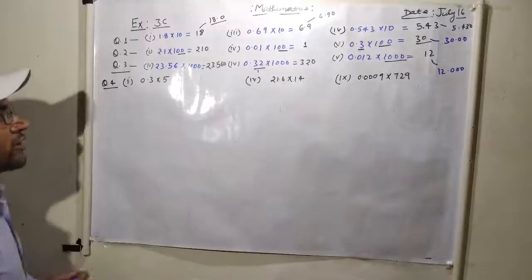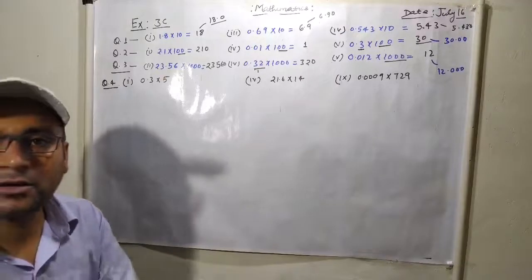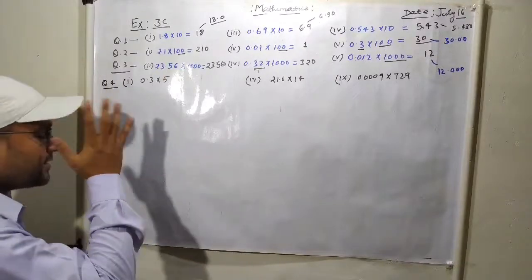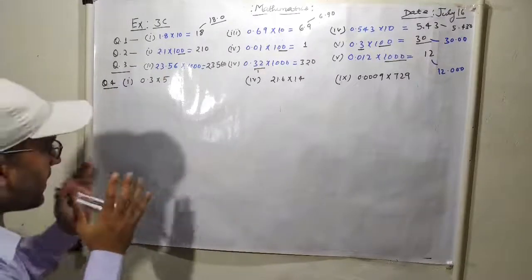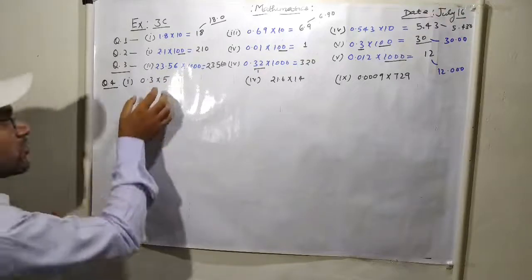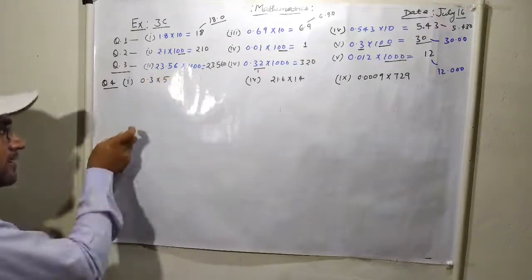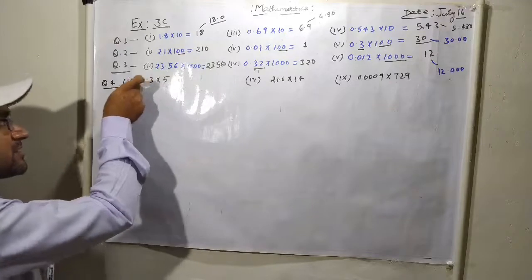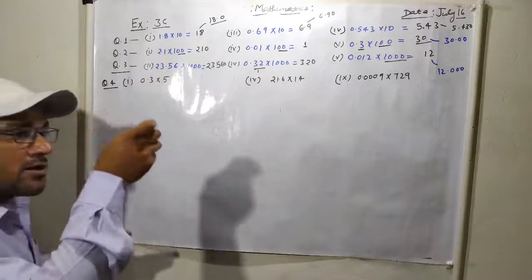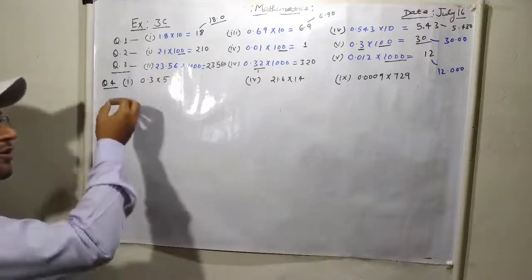It is based on a decimal number multiplied with a whole number. So in this one, you know how to multiply. Simply multiply the whole numbers, count the decimal places in your decimal number, and put the point in your product from the right side.